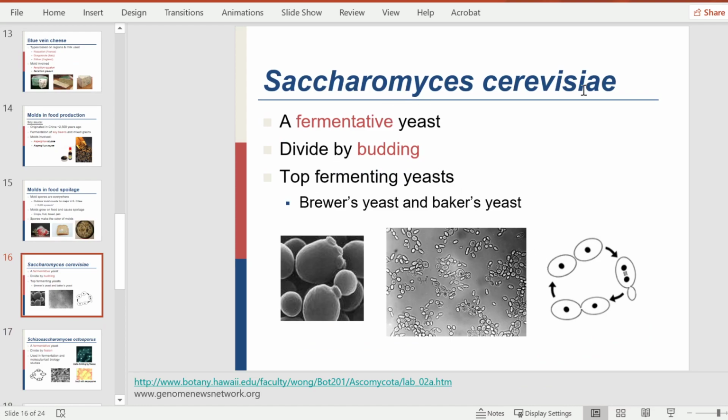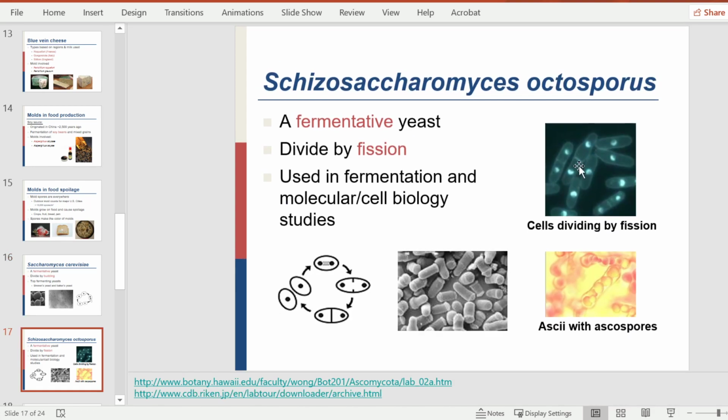So Saccharomyces cerevisiae is a fermentative yeast, as I talked about a little bit, and it divides by budding. This is going to be one of the top fermenting yeasts, brewer's and baker's yeast. Then we have Schizosaccharomyces octosporus, which is going to divide by fission. It also has asci with ascospores. Okay. So it's going to be also fermentative yeast, and it will divide by fission. Okay. It's a little bit different than the budding.